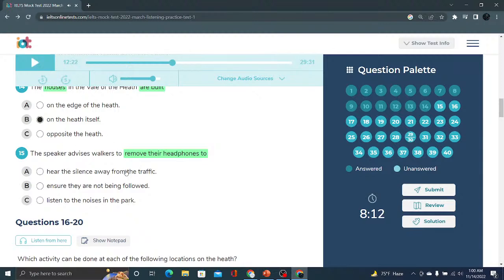Okay, to enjoy the delight of the sounds of the parkland. So what do you think the answer would be? Hear the silence away from the traffic, ensure they are not being followed, listen to the noises in the park. So the answer would be C.